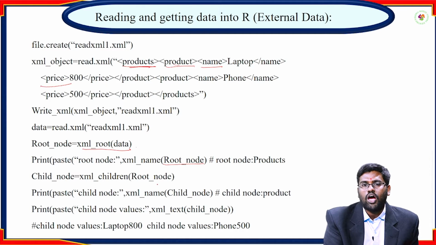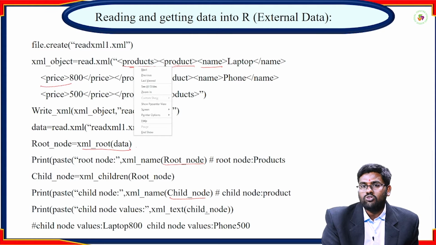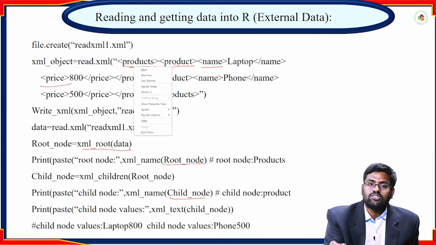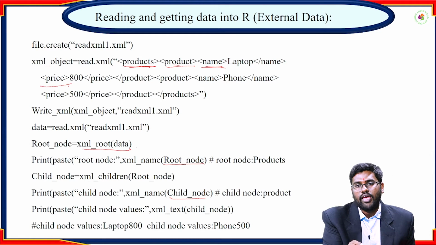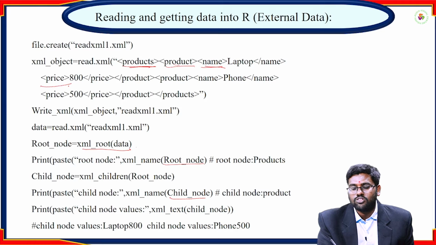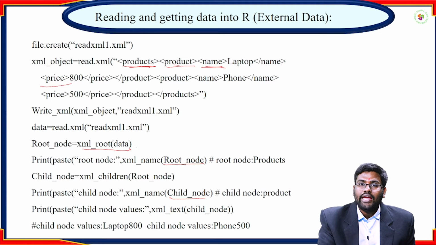Next, we have to take the child node, so xml_child of the particular root node. That means we need to retrieve the child node for the given element. So what is the child node? Product. Next, xml_text of the child node means whatever elements exist in the child node, those values are retrieved. So in that, what happens? Name and then price. Those name and price values will be retrieved like this. So that is about reading and writing the data from the XML file.